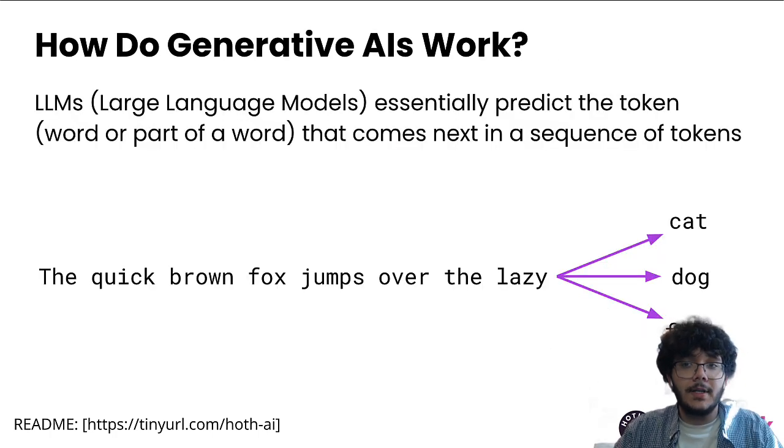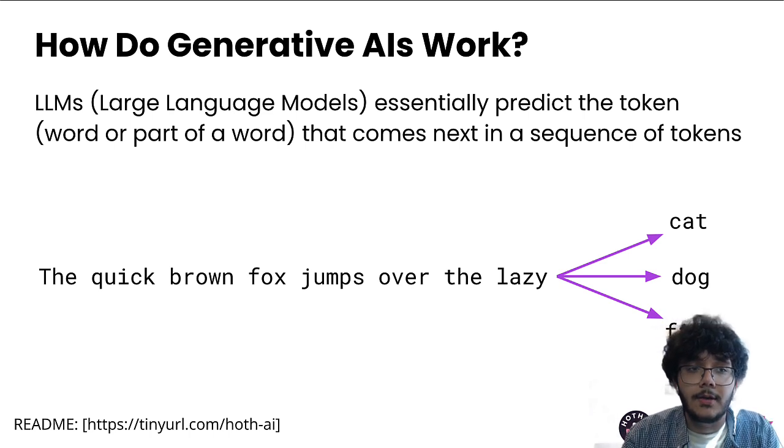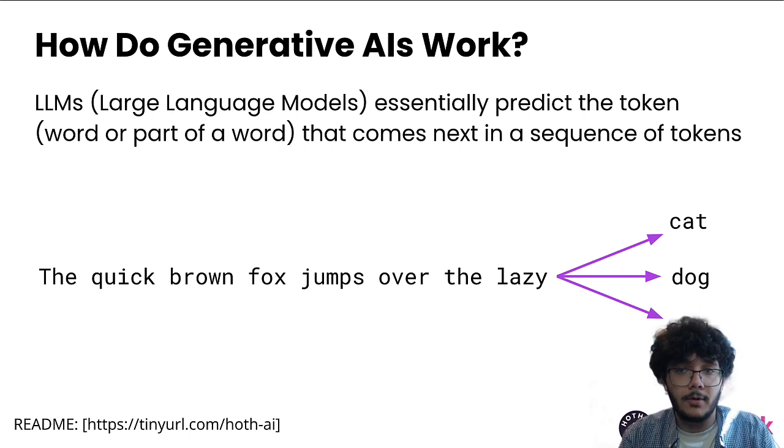ChatGPT is what is known as an LLM, or a large language model, which essentially just predicts a token in a sequence of different tokens. And a token is just a word or a part of a word. So for example, if you were to give an LLM, "the quick brown fox jumps over the lazy blank," it might estimate that the next token would be cat, dog, fish, or something of that nature.